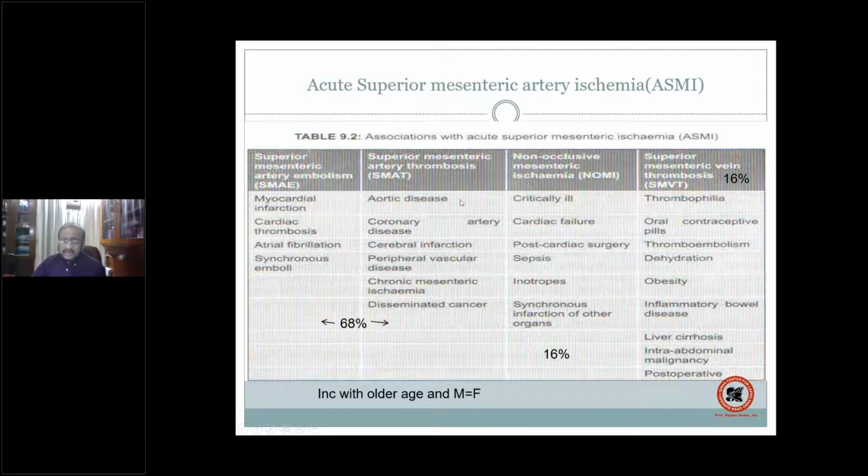Now, the incidence of acute mesenteric ischemia, superior mesenteric artery ischemia, increases with older age and is more common in males as compared to females. The reason is very simple to understand: with increasing age, there is an increased chance of arteriosclerosis. Arteriosclerosis is otherwise more common in males, and that is the reason why any kind of acute or chronic mesenteric ischemia is more common in the old age group and in males.